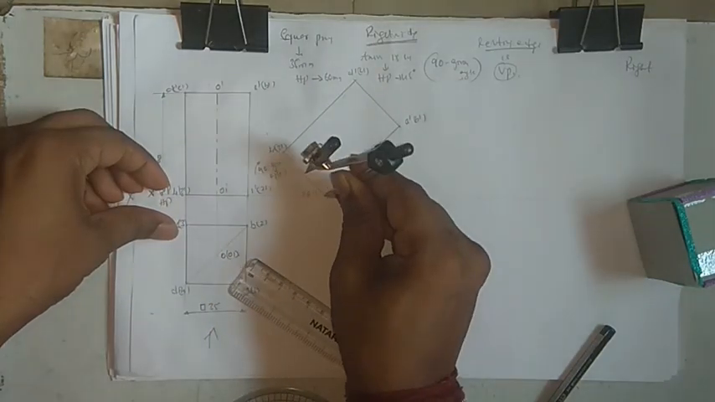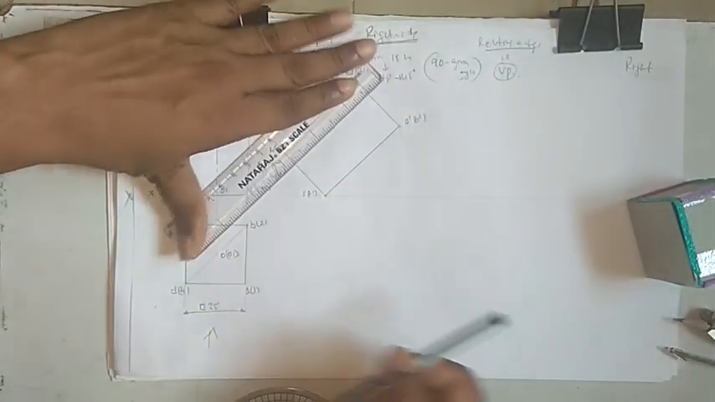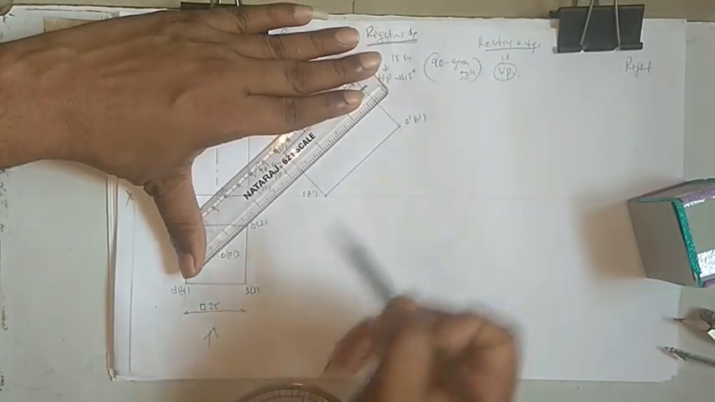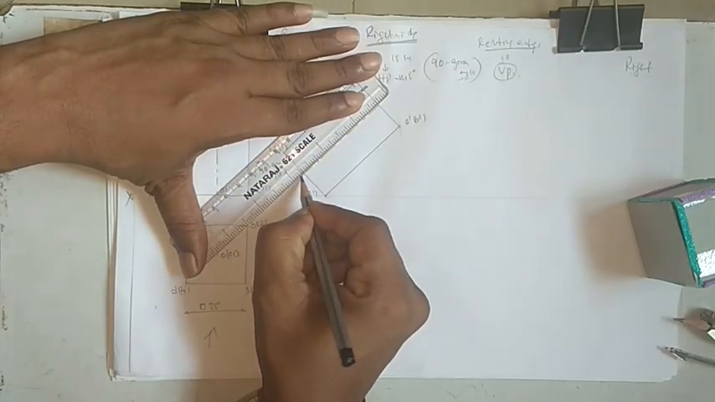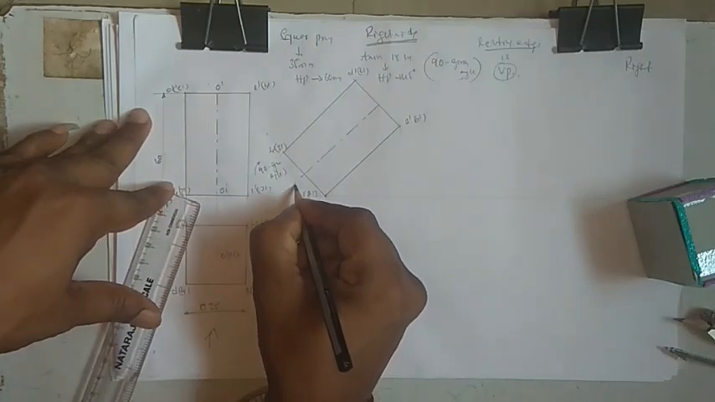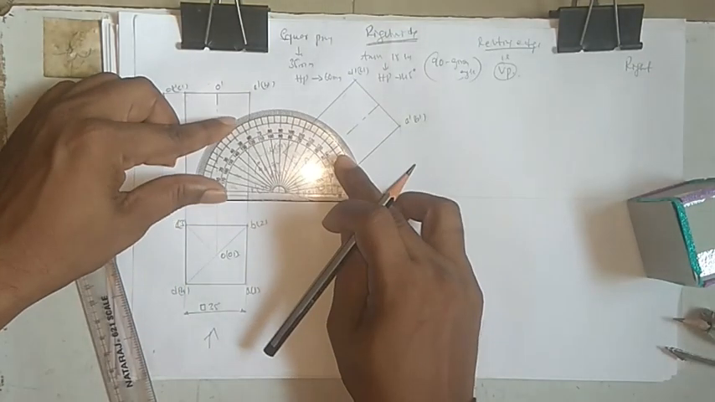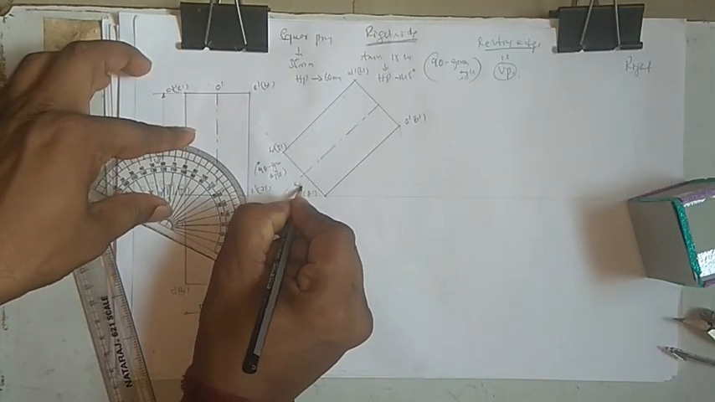From each point we just cut one and one. Okay, now while taking this arc, you just extend this axis line till the XY line, and you have to just take the angle here. Now you measure the angle here. Okay, so see, it is 45, so write 45.